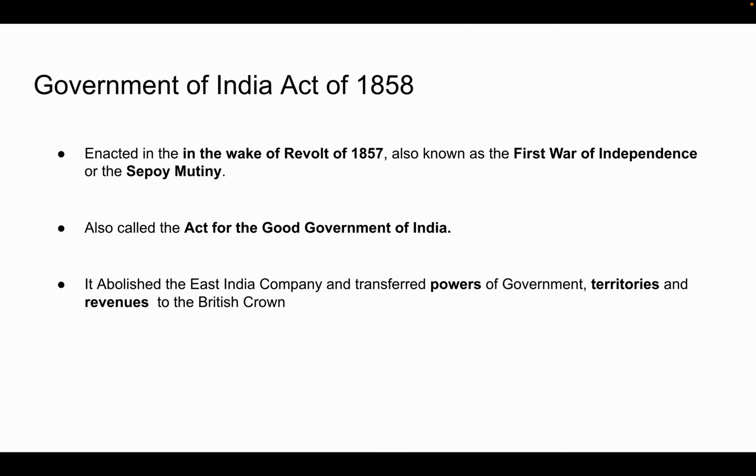Then we saw the Amendment Act. Then we saw the Pitt's India Act. And then we saw the Act of 1786. And then we saw the various Charter Acts. After that, we had the Government of India Act of 1858. So this is how the story is till now. First, we had the company rule from 1773 to 1858. Now we have the Crown Rule from 1858 to 1947. And in 1947, India got independence.